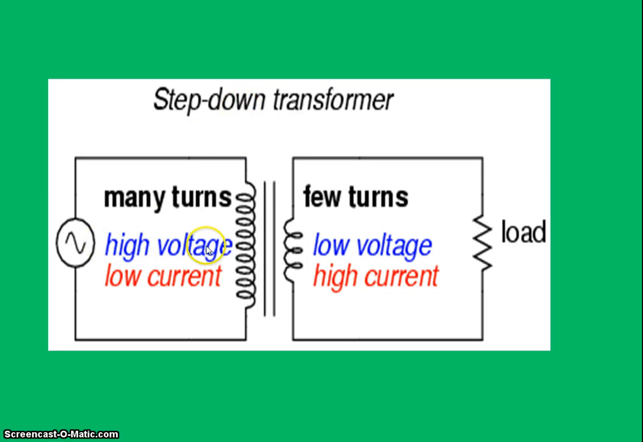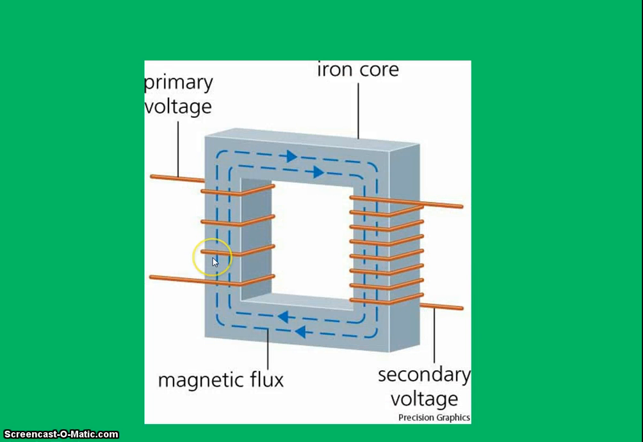It starts off with high voltage, right? Lots of force pushing that current, and you go from a lot of coils to a small amount of coils, and it brings down the voltage. So we're going to get more current. It's going to flow faster, but not with as much force, so we're going to be able to use it in our homes. So you go from many turns to a few turns, and that steps down the voltage. It decreases the voltage.